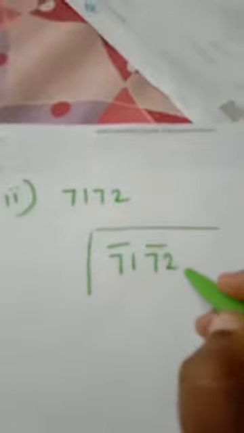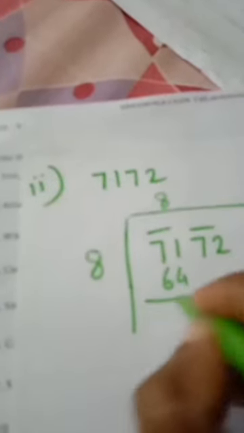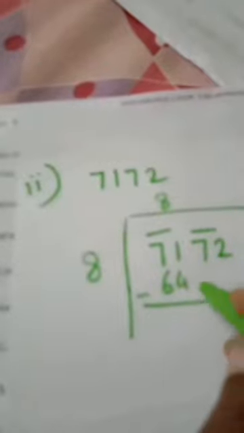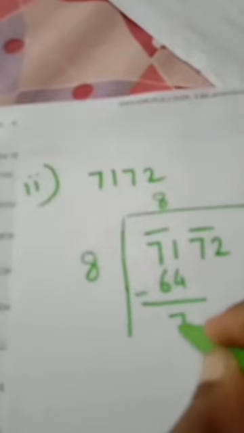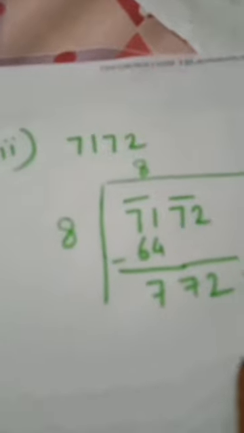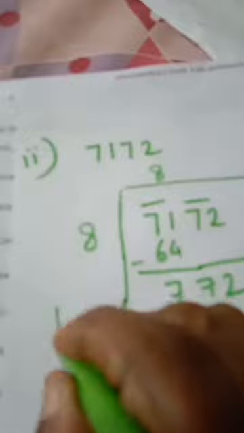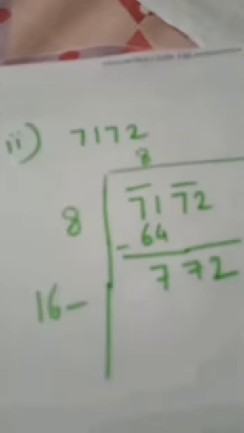Next is 7,172. So first pair it: 72, then 71. Which is the perfect square before 71? Yes, 64. 8 8s are 64, or 8 square is 64. Okay, now subtract. Now bring down the next pair of numbers, that is 72. Now double of 8 is 16.